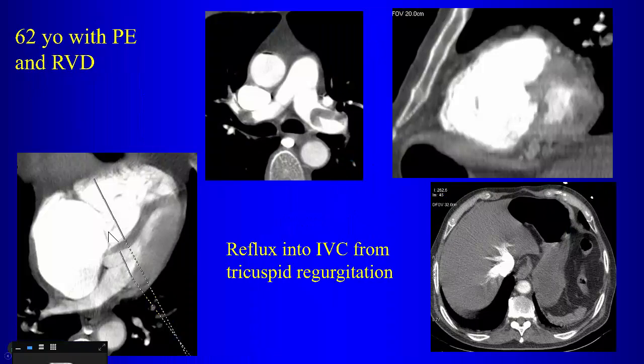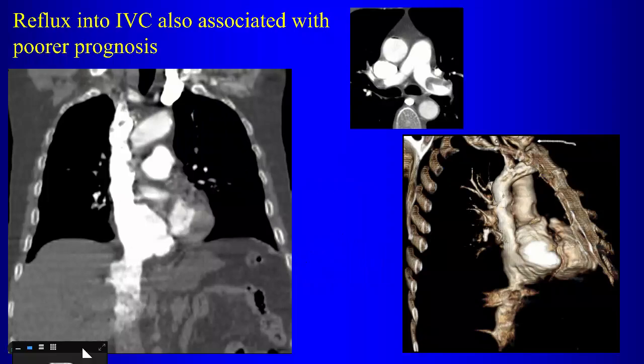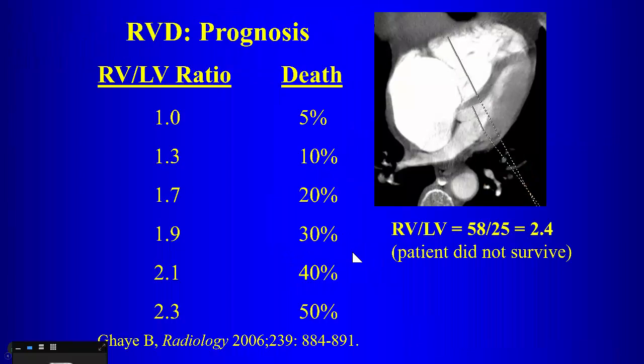Other signs of elevated right heart pressure: reflux of contrast into the inferior vena cava. Right, so these are all signs of elevated right heart pressure. And we see contrast refluxing into the IVC in these patients with large central pulmonary embolism. The larger that ratio, the more the right ventricle dilates, the worse the prognosis. Massive right ventricular dilatation, this patient did not survive.